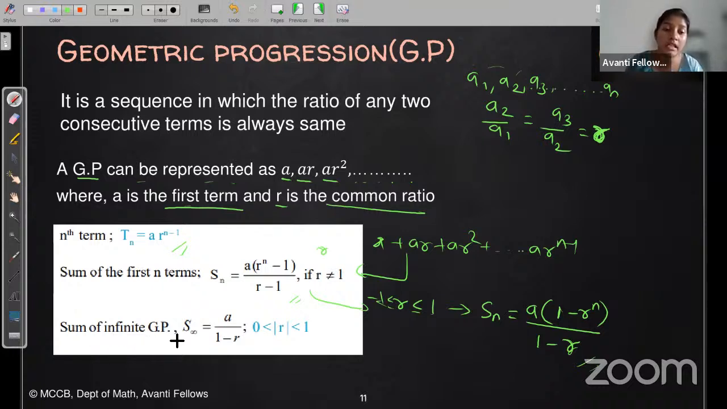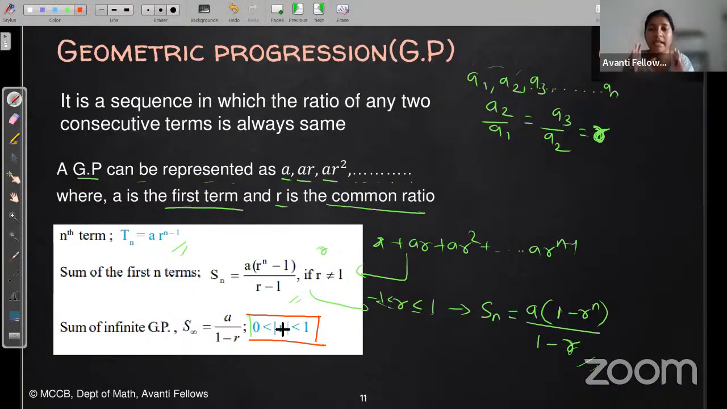Now next is the sum of an infinite GP. So if there are infinite terms in the geometric progression, what will be its sum? Its sum will be equal to S infinity is equal to A divided by 1 minus R. And this sum of the infinite terms exists only when this condition is satisfied, that is, mod R is less than 1. What do you mean by mod R is less than 1 and greater than 0? It means the R value should lie between 0 and 1. Okay. Clear?